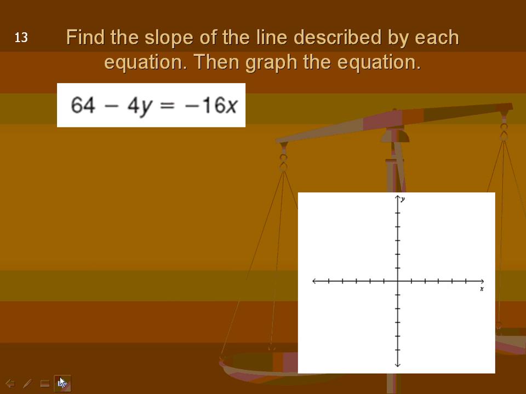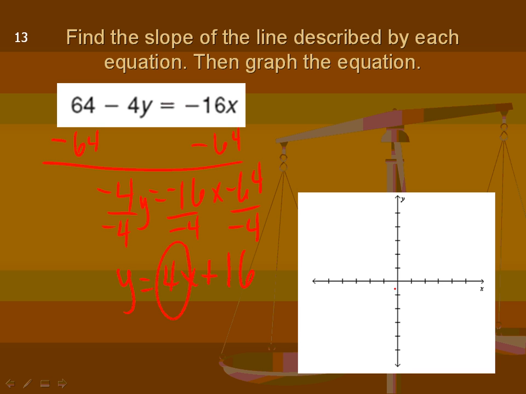13, the second problem. I need to get the y by itself. So I'm going to subtract 64 from each side. That gives me negative 4y is equal to negative 16x minus 64. And dividing by negative 4 under every single part, I get 4x minus 16. Whoops, plus 16. My slope is 4.